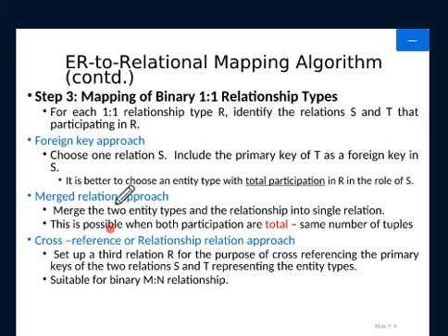So to map the binary 1:1 relationship type to a relation, we have different approaches. What is the first approach? Foreign key approach. Second is the merged relation approach. Third one is the cross-reference or relationship relation approach.